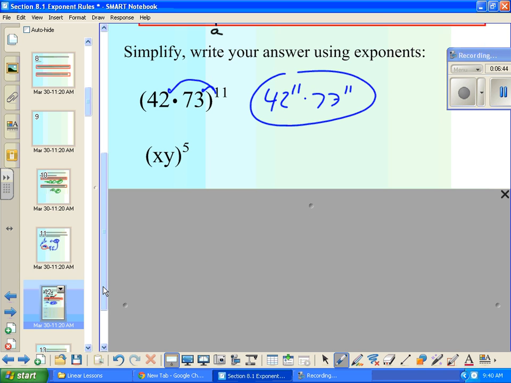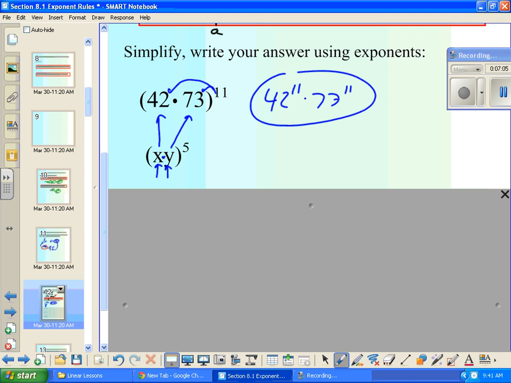Here's where we're going to use it more, in a problem where we have variables, or numbers and variables. Similar thing with this one. This is x and y. Remember, each of those variables stands for a different number. And when the x and the y are right next to each other, it means they're multiplied together. So really, this problem is just like the one above.